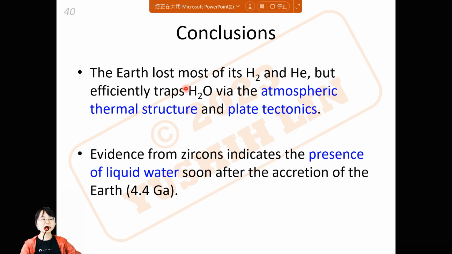And then the second point is that evidence from zircons indicates the presence of liquid water soon after the accretion of the Earth, as early as 4.4 billion years ago. So liquid water was present on Earth almost right after it formed. That's it for today's lecture.